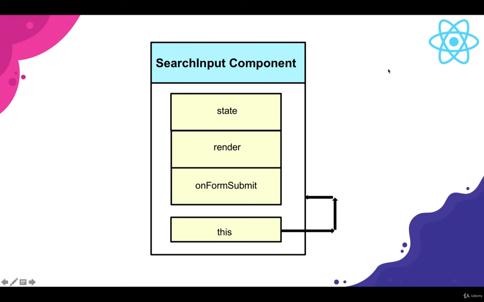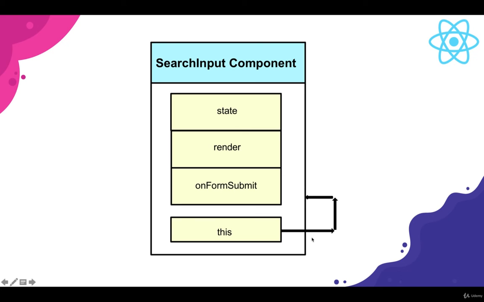And that's the issue right there. So here's a diagram of our instance of the search input that is created anytime we render a search input to the screen. The search input has a couple of different properties, such as state, render, onFormSubmit. Any code that we write inside of the search input, we are referencing the this keyword back to the class itself. So when we say this, we're saying, give us a reference to the instance of search input that we are writing code inside of.